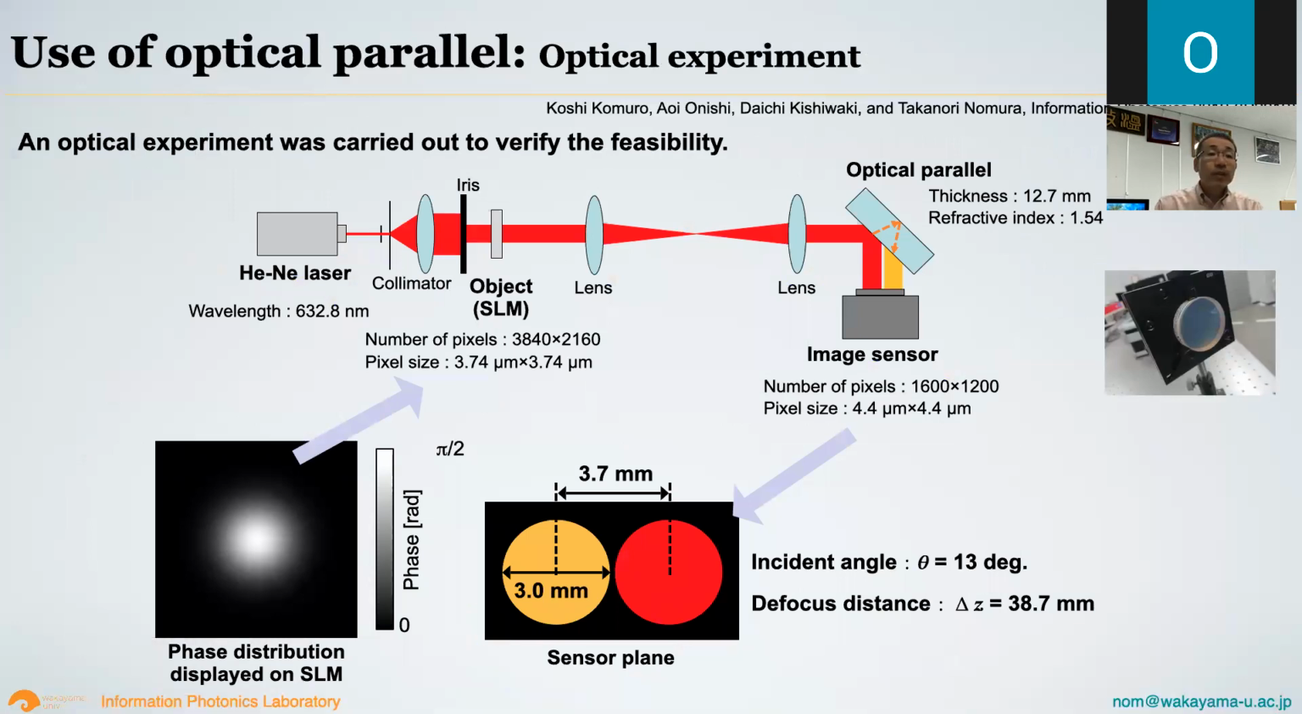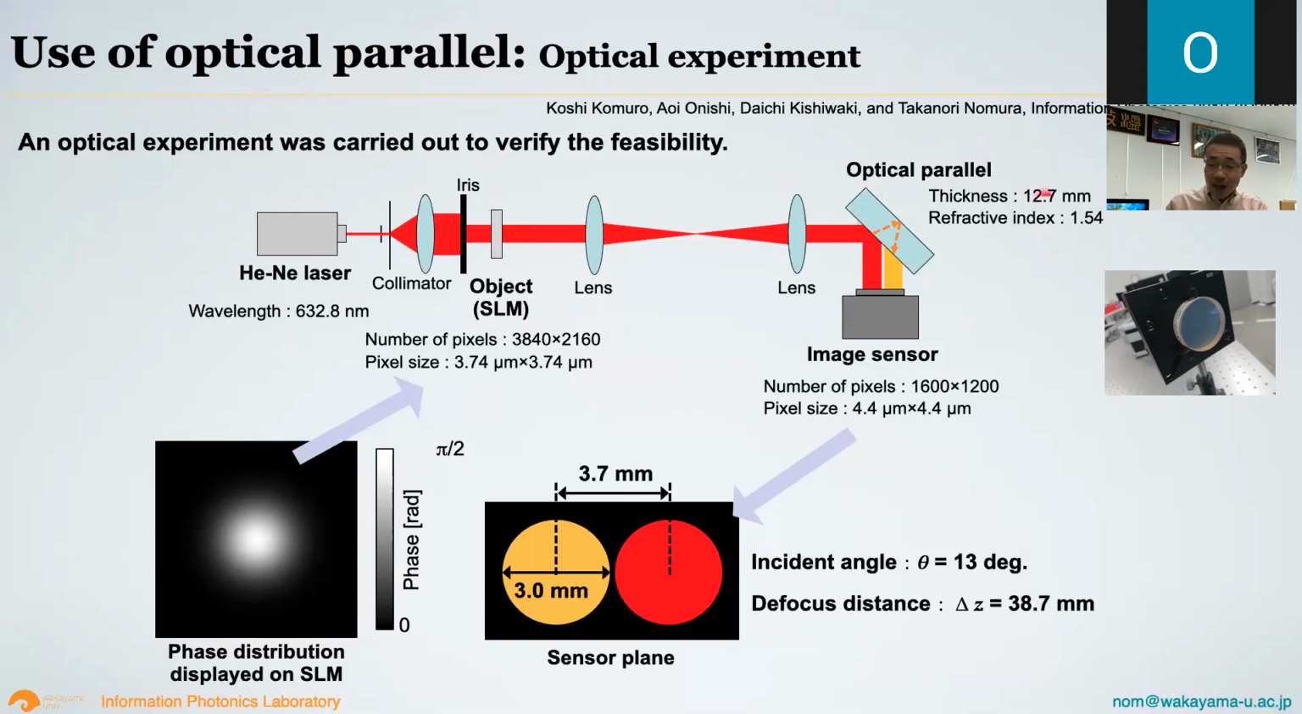So let me move to the experimental setup and experimental result. In this experiment, a phase type SLM was also used for a phase object. Actually, the SLM is a reflective SLM. In the previous topics, the optical schematic diagram is correctly shown. But in this case, to simplify, the SLM is treated as a transparent type SLM.